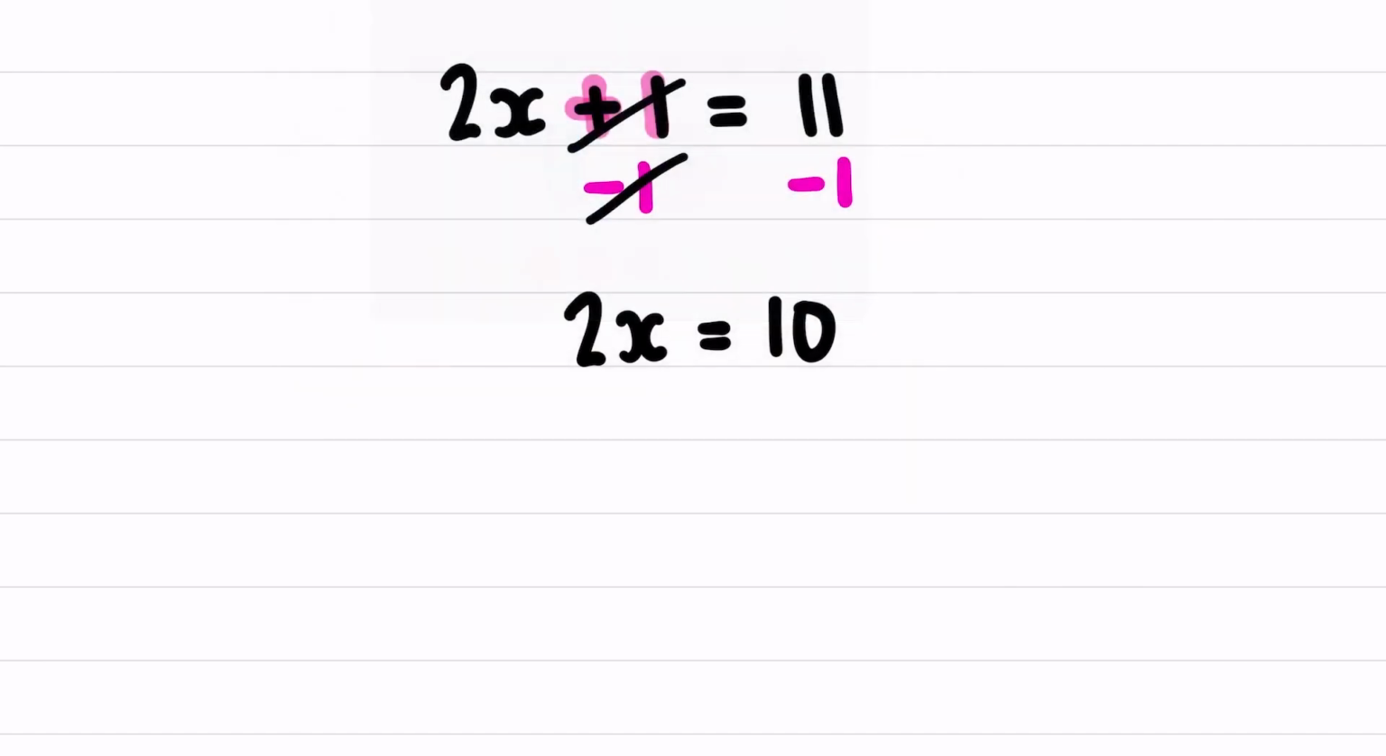But now I can see that there's a 2 stopping my x from being alone. What's happening between that 2 and that x? Multiplication. What's the opposite of multiplication? Division. So I'm going to divide by 2 on both sides. 2x divided by 2 leaves me with x equal to 10 divided by 2, which is 5.